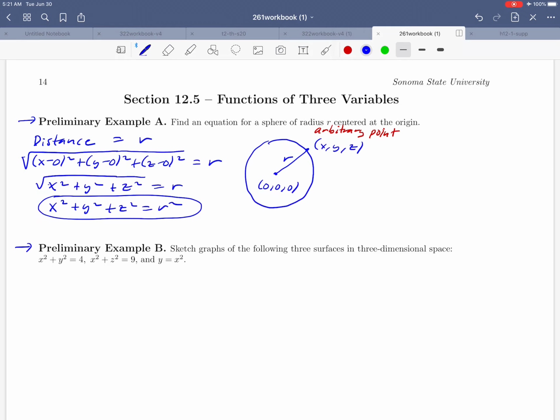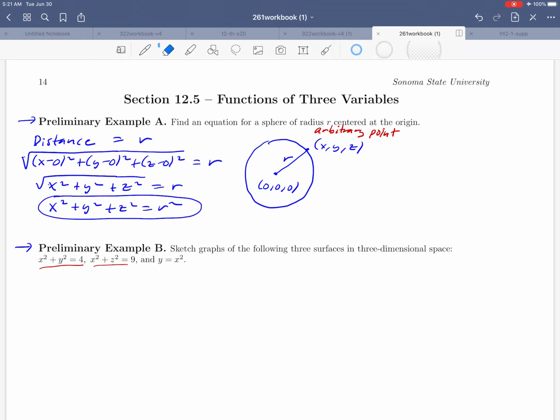Okay, and there's something interesting about all of these surfaces. They have something in common, and that is that they appear to be missing a variable. Okay, what do I mean by that? Well, take x squared plus y squared equals 4, for example. It doesn't have a z in it. Okay, and x squared plus z squared equals 9 doesn't have a y in it. Turns out that surfaces like that are kind of special.